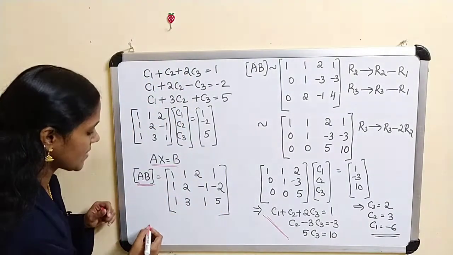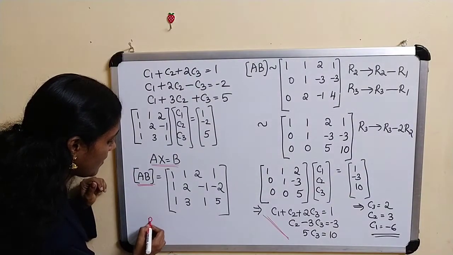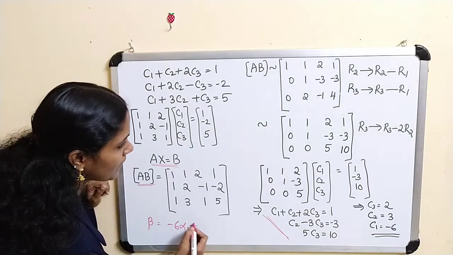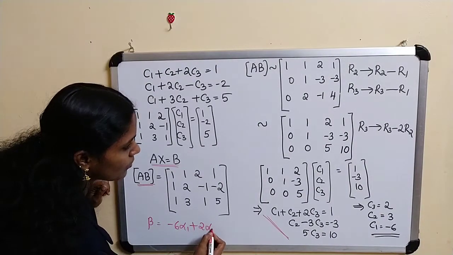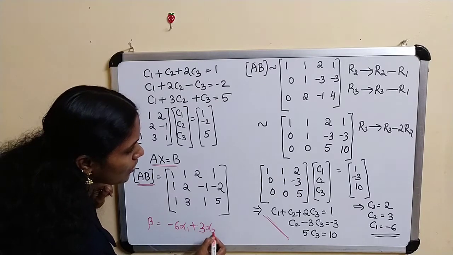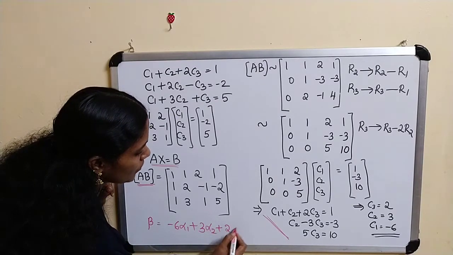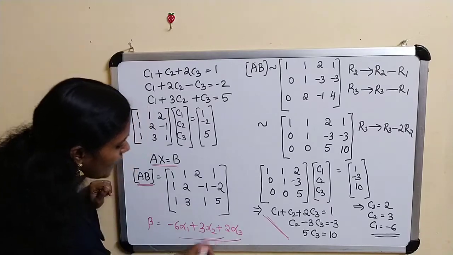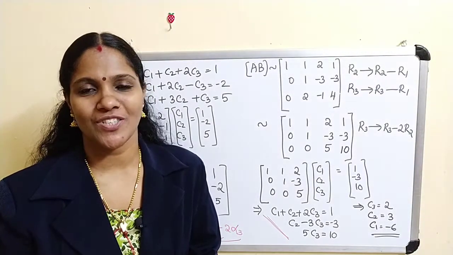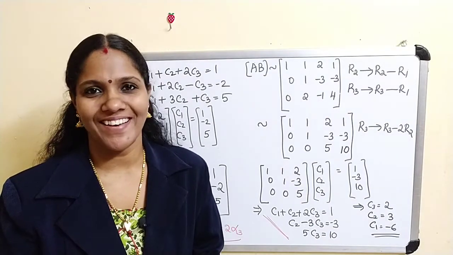Therefore you can write our beta as C1, minus 6 into alpha 1, plus 3 into alpha 2, plus 2 into alpha 3. Therefore our vector beta is a linear combination of alpha 1, alpha 2 and alpha 3.